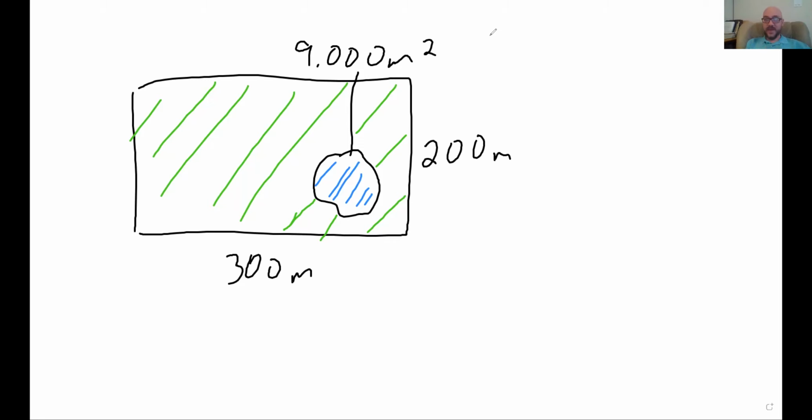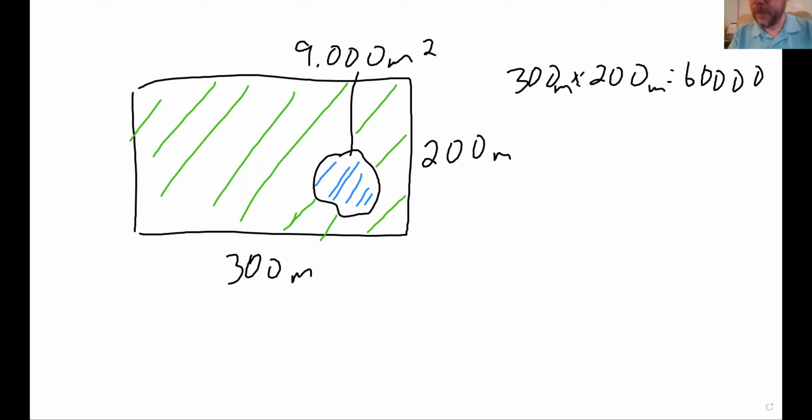Okay, the easiest way to do that, in my opinion, is to find the area of the overall rectangle and then subtract off the 9,000 square meters. So I'm going to do 300 times 200, 300 by 200 meters, is 60,000 square meters. Now that's ugly, but we'll live with it.